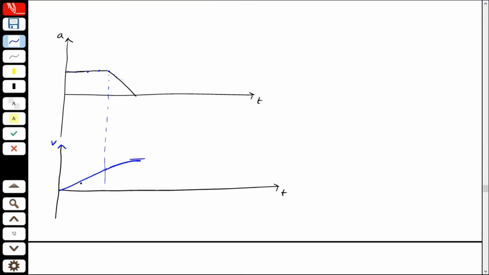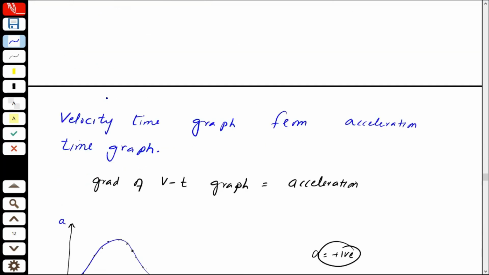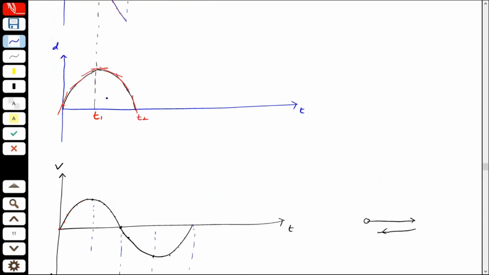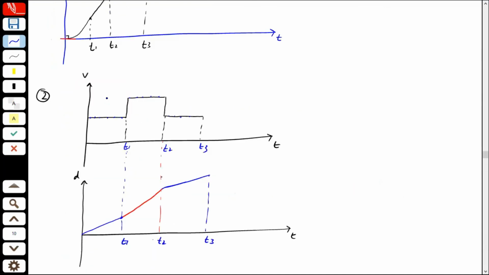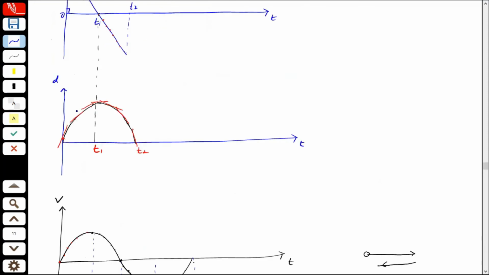So up to this point, acceleration is constant. After that, from this point to this point, the gradient is decreasing, as the acceleration is decreasing. So in this video, we discussed how we can get the displacement time graph from the velocity time graph, and how we can get the velocity time graph from the acceleration time graph.